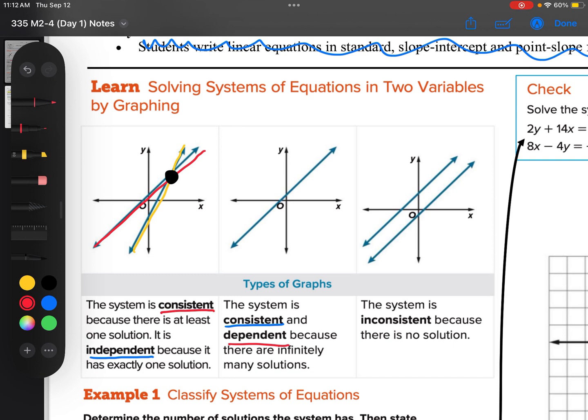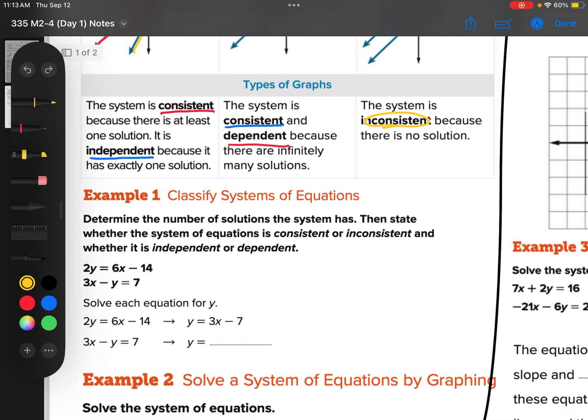So the way I think of this is like if you're dependent on your parent, you're going to go along with what they do. You're going to ride with them in the car, that sort of thing. So you're going to go along with them. These lines are dependent on each other. Okay? And the last one here is inconsistent because there is no solution. These are known as parallel lines or lines that will never touch. They're inconsistent. This is a review from Algebra 1.